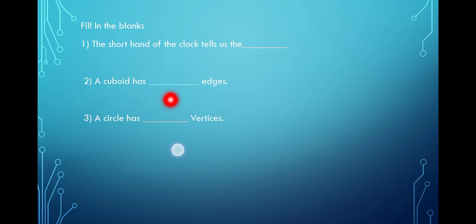Now in the same way, this is from the chapter shapes. A cuboid has dash edges. These things we have learned. Cuboid and cube are having almost all the things the same, like edges and faces, isn't it? A cuboid is having how many edges? A cuboid is having 12 edges. In the same way, a cube is also having 12 edges. So the question number 2 answer will be 12.